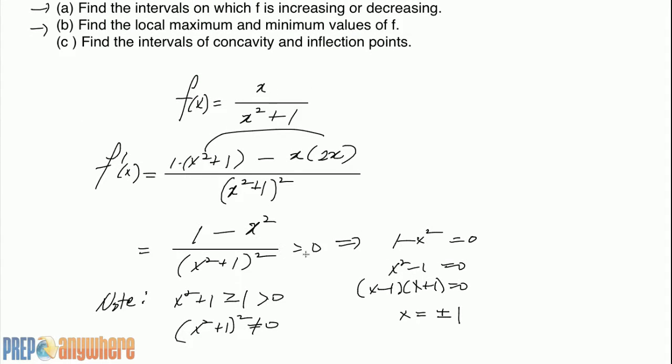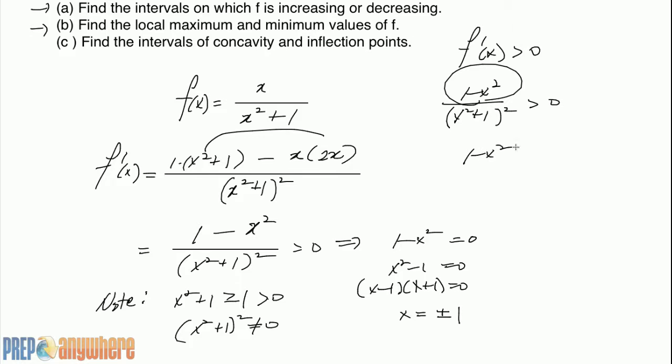Let's actually now ask the question, when is the derivative positive? That's the same thing as asking, when is the numerator positive? Because the denominator is always positive. So as long as the numerator is positive, the whole thing is positive. Okay, let me multiply both sides by -1, so x squared minus 1 is less than 0. Same thing as I did here.